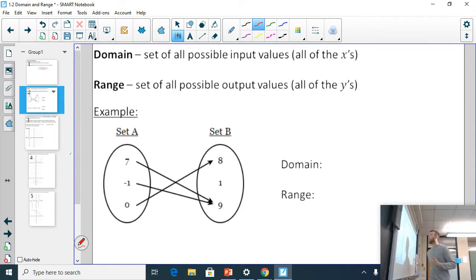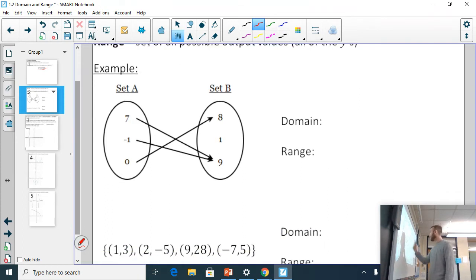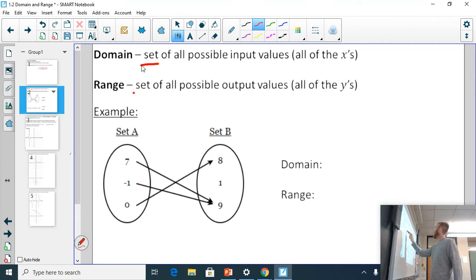But so domain is the set of all possible input values, or in our case, it's going to be all of the x's on a graph. And then the range is the set of all possible output values, which are the y's on a graph, right? But not looking at a graph here, we have a set. This looks like the inputs and this looks like the outputs because the outputs are the ending stage. And so keep in mind, the domain and range are sets.